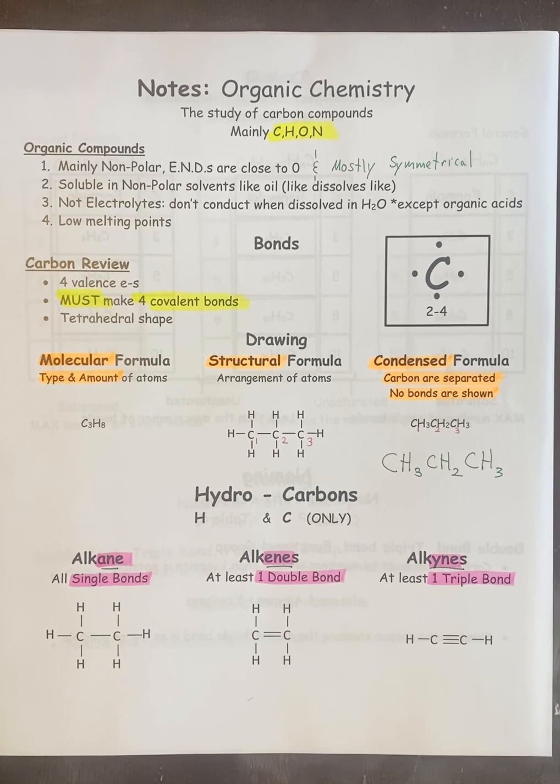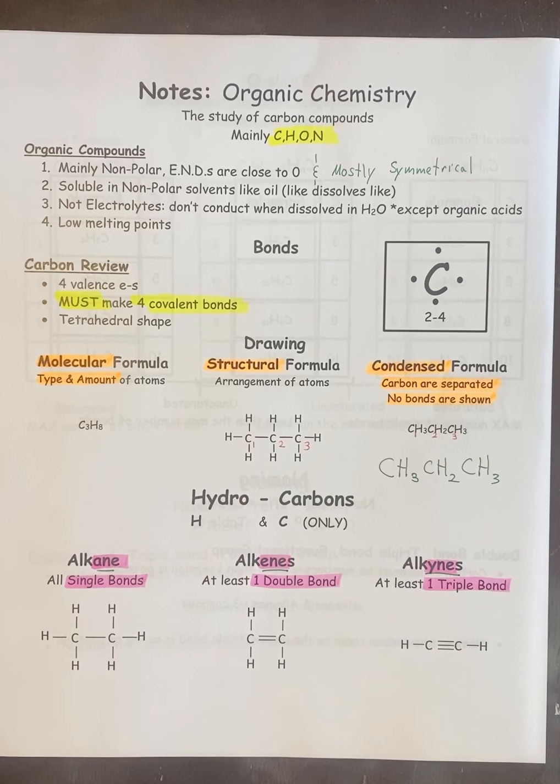Now, the next thing we're going to do is what's called hydrocarbons. Hydrocarbons are just H and C only. There's nothing else in them. Otherwise, they wouldn't be called a hydrocarbon. There are 3 types. There's the alkanes, the alkenes, and the alkynes. And depending on their last name, it tells you how many bonds are in them.